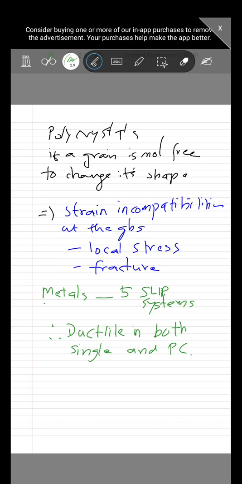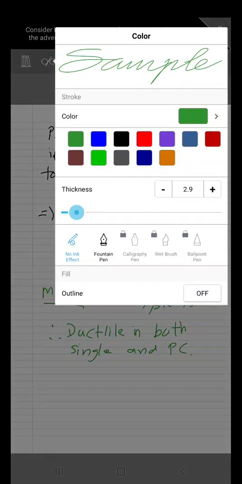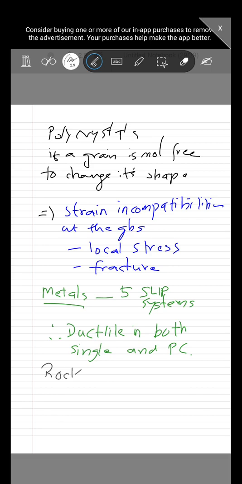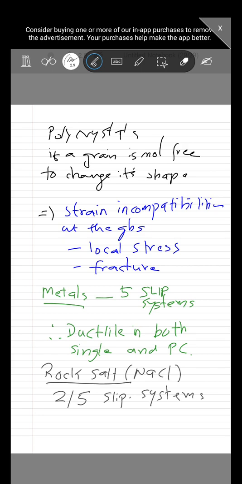This is not the case for ceramics. In rock salt, NaCl, only 2 of the 6 physically distinct slip systems operate. NaCl is considered to be the ionic ceramic material having the lowest electrostatic faults, and even in that system, only 2 slip systems work at room temperature, which explains why there is a ductility loss in the case of ceramics.